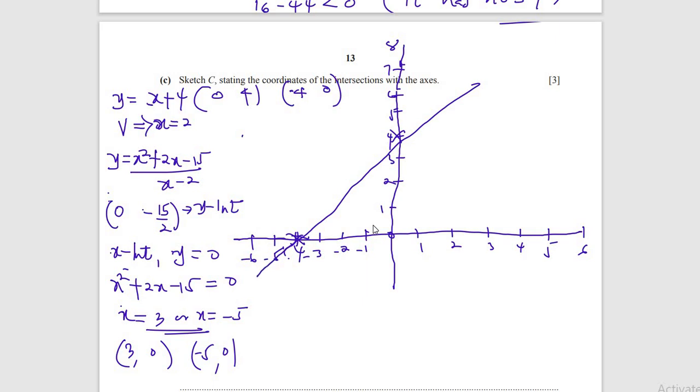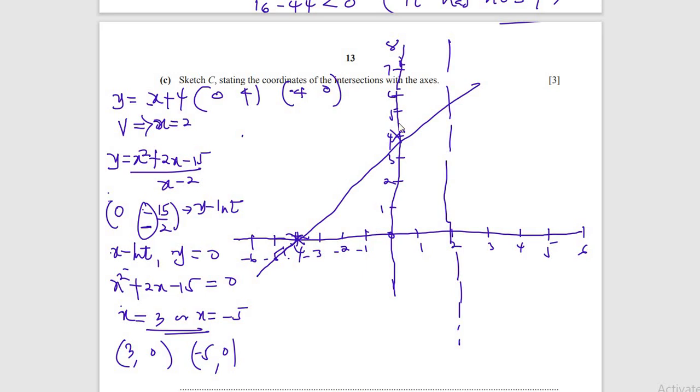And again, the vertical asymptote is at x equals 2. We have an intercept at minus 15 over 2. Is it minus 15 over 2? Let me check it. No, oh, that's plus 15 over 2. Minus cancels minus when x is 0. That's 7.5, somewhere here.